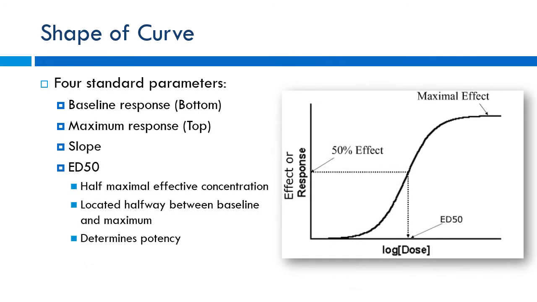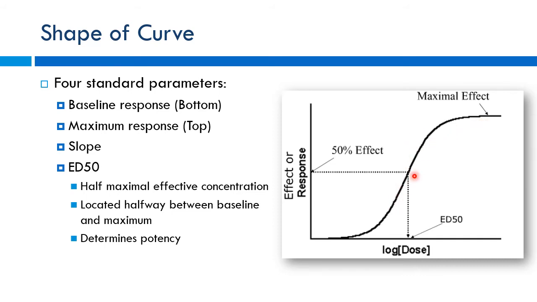Okay, so the 4 standard parameters we're going to see in these curves: you're going to have a baseline, the bottom response of the curve. So again, ideally, if there's 0 drug around, you should see 0 effect, right? So that should be your baseline there. You're going to have the maximum response, which is usually where receptor saturation is occurring. You're also going to have a slope to the curve.